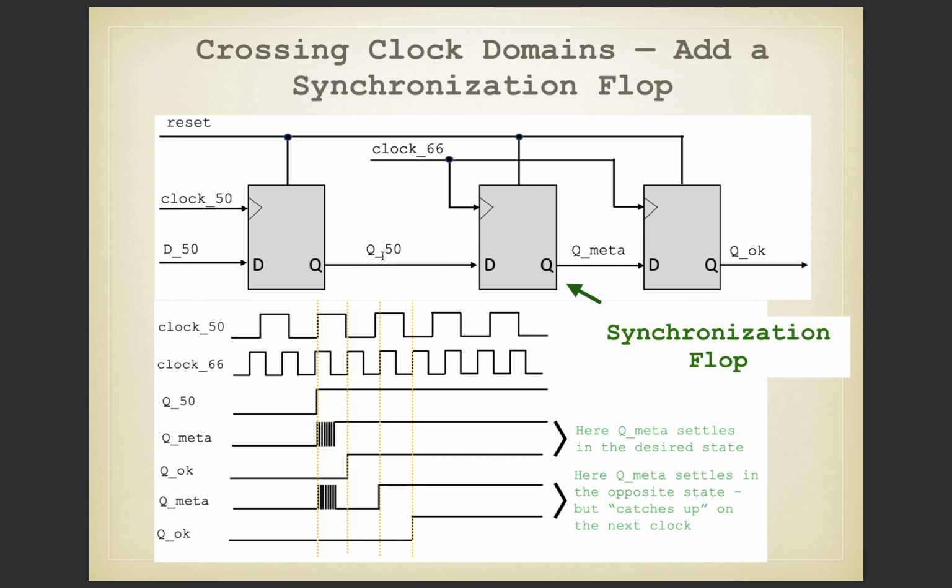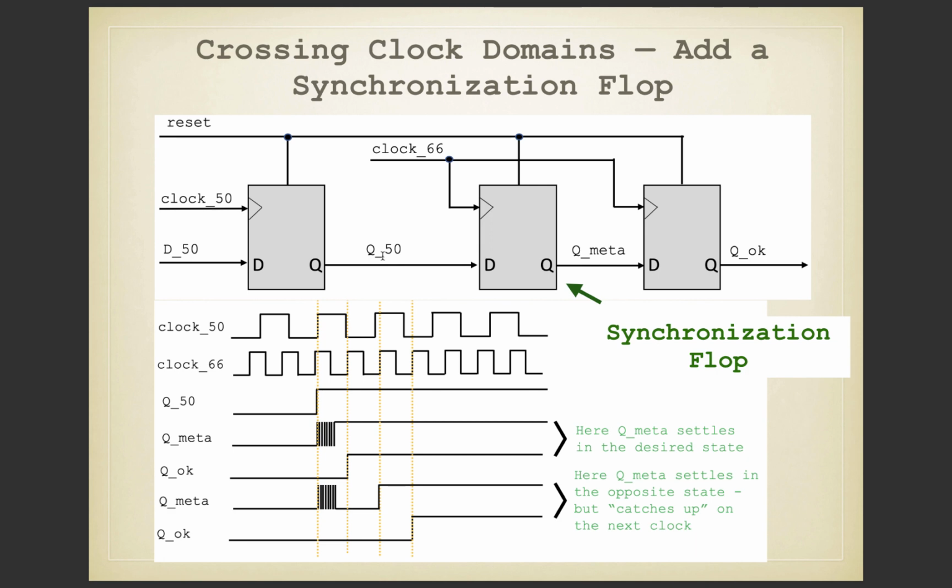The solution that we have is our signal Q50. In this case, it's going to go high and remain high a long time, ensuring that we are able to sample it in the 66 domain.